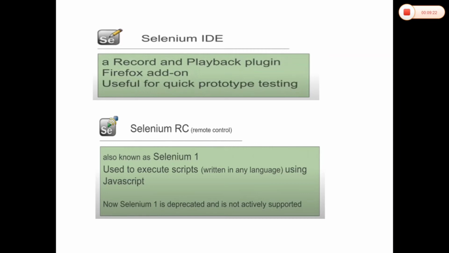After that, Selenium RC came in the market, right? RC means remote control. We can say it is called Selenium 1 also. It is used to execute scripts written in any language using JavaScript. Now, Selenium 1 is deprecated and not actively supported, right? So that's why Selenium RC also demised from the market. Selenium IDE and RC both are demised from the market.